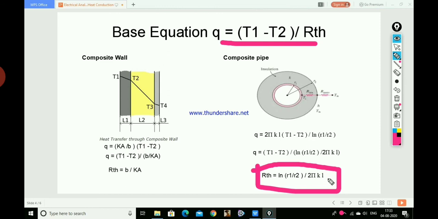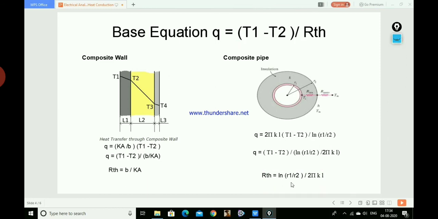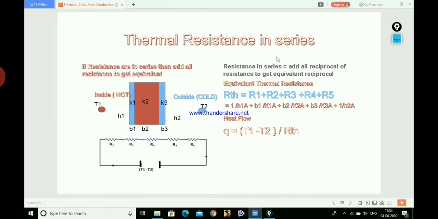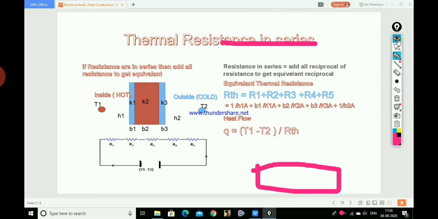Okay, so in analogy, for solving complicated problems, we are using RTH for a slab equals B by K, and RTH for a composite pipe or infinite long hollow cylinder equals ln of R1 by R2 divided by 2 pi KL. Next, we will see that we have two types of resistance: series resistance and parallel resistance.